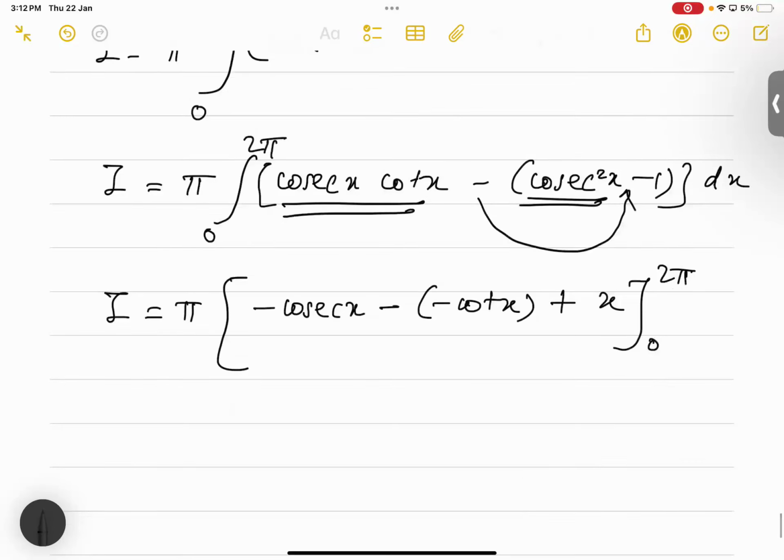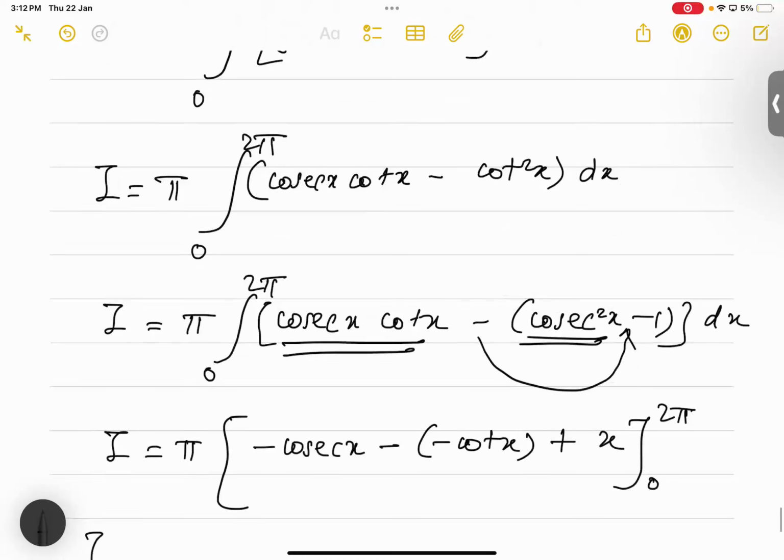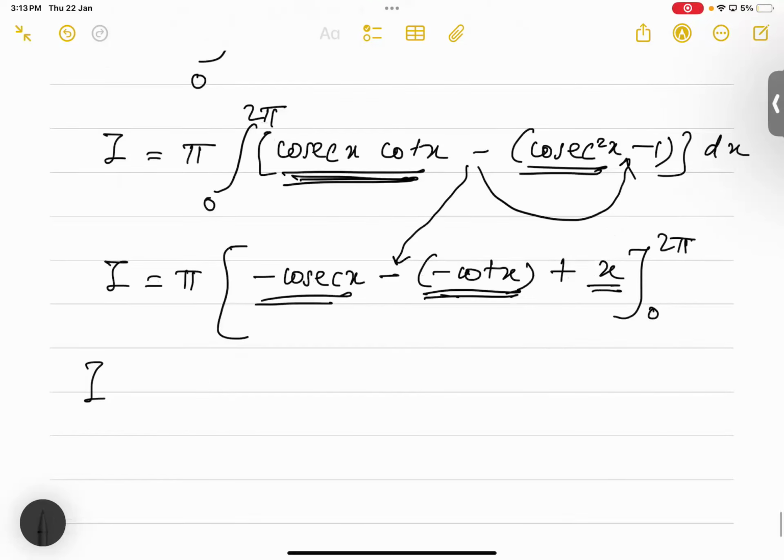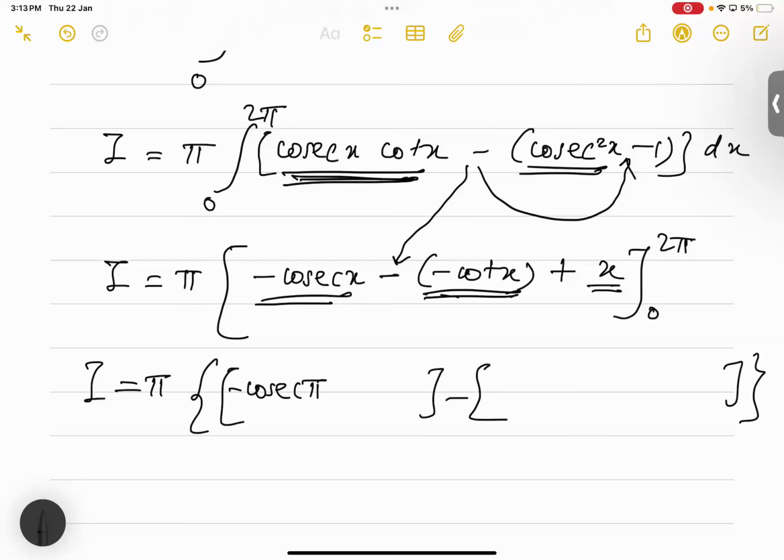Can you repeat this please? I have taken cosec square x minus 1. Individual integration: the integration of cosec x cot x is minus cosec x. Cosec square x integration is minus cot x, and 1 gives x. So box bracket, pi to 2 pi: minus cosec x plus cot x plus x.